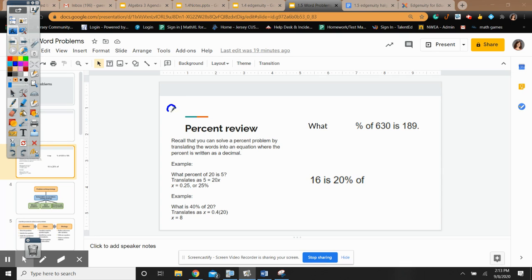Remember, the word "of" means multiply, and remember when we deal with percents that if you get 0.25, that would be 25%. So when it says what percent of 20 is 5, "is" means equal, it would be 20x equals 5, and you would solve it, and you get 5 over 20, which if you type in your calculator will tell you 0.25, or you could change it to 1/4, but that's the percent, so x would be 25%. 25% of 20 would be 5.